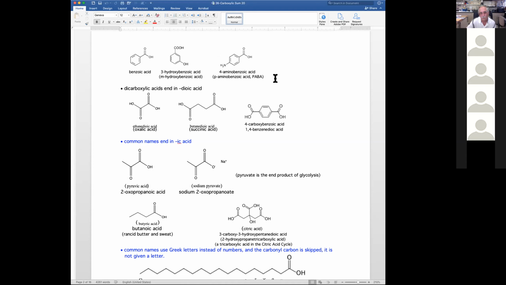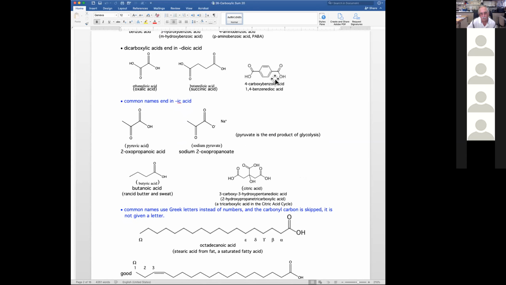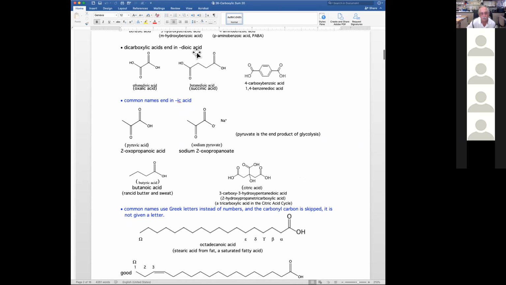And then we often have dicarboxylic acids, which we call dioic acids. So here I got 1, 2 carbons in a row. So it becomes ethane dioic acid. Its common name is oxalic acid.